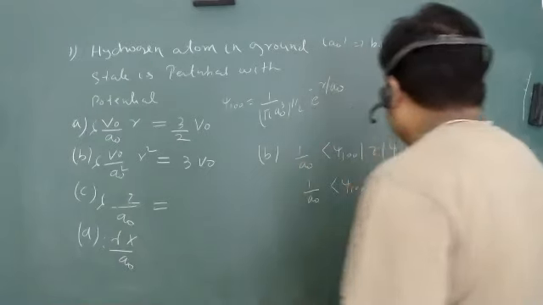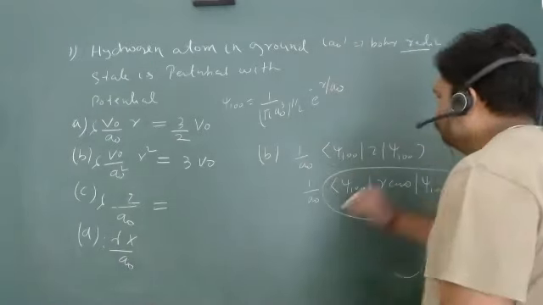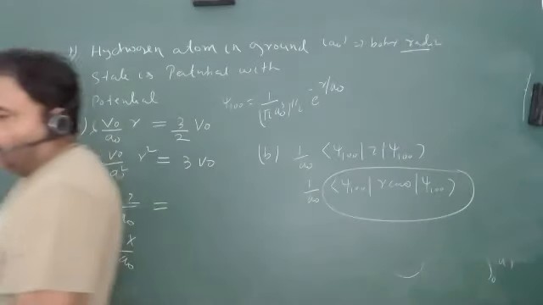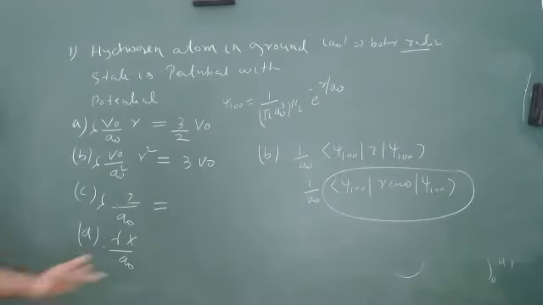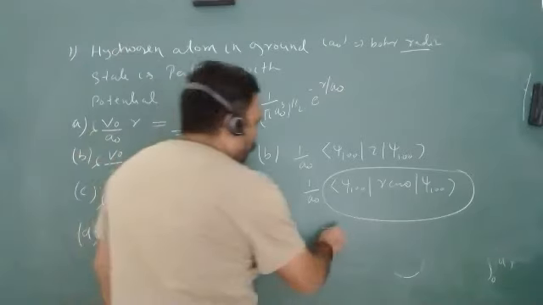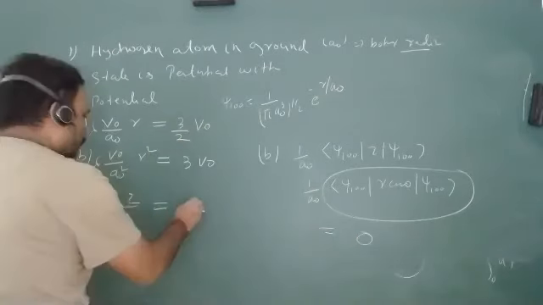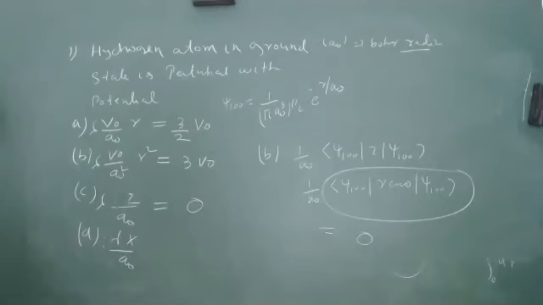You remember what will be this expectation value? We have done. Everything is in your notes. What is this value? 0. This value is 0. So the expectation value of this one is 0. Similarly, what is this value? 0. 0.